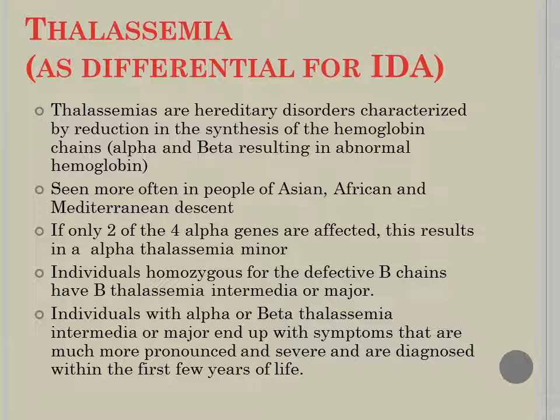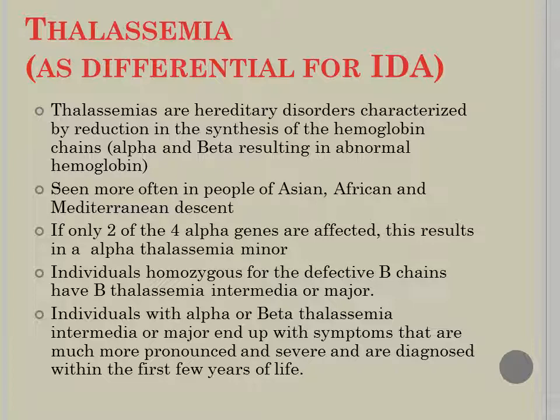Thalassemia can be thought of as a differential for iron deficiency anemia, and the pathology is either related to depletion or mutation in the genes that code for the subunits of the protein component of adult hemoglobin. So there's alpha and beta globin chains. The alpha thalassemia is caused by gene depletion, and that creates a reduction of alpha globin chain synthesis.